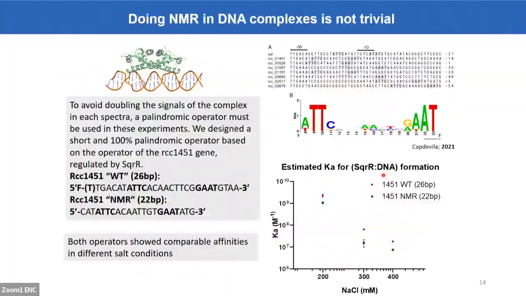So then, characterizing this process, working with DNA complexes in NMR is not trivial. In particular, these proteins are homodimeric, and in order to prevent doubling the amount of signals that we measure in NMR, we need to work with a palindromic DNA. The problem is that the natural operators that this protein binds to are not palindromic, so we have to design one based on the natural sequences and try to make it as short as possible to keep the size of the particle as small as possible. So we characterized the interaction for this synthetic short palindromic DNA. We saw that it retained high affinity for our molecule, so we carried on doing experiments.